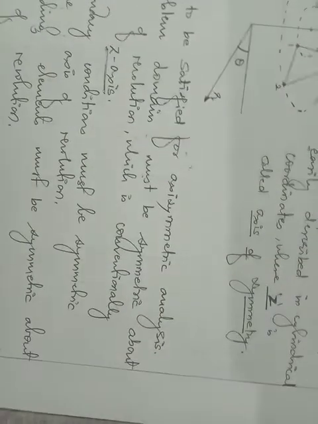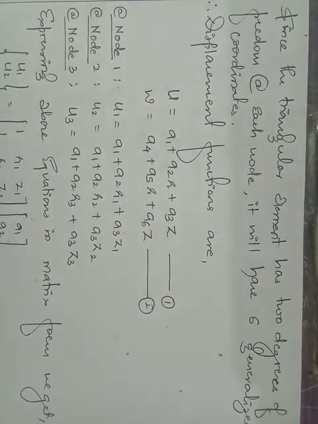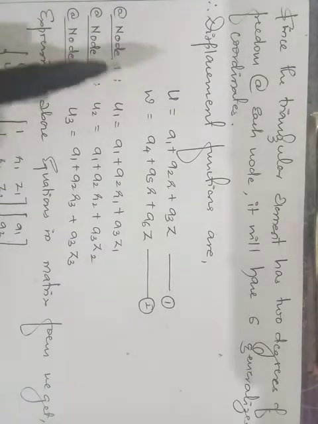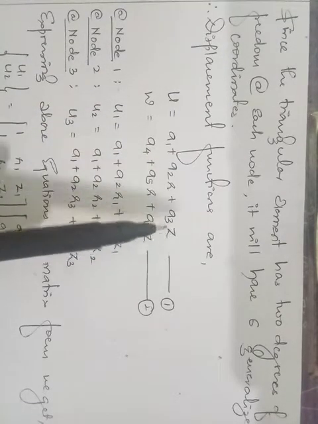The next step: since the triangular element has 2 degrees of freedom at each node, it will have 6 generalized coordinates. I showed you 3 nodal displacements, u1 w1, u2 w2 and u3 w3. If there are 6 displacements, it means the degrees of freedom at each node will be 2, so totally there will be 6 generalized coordinates. The displacement function is assumed as a1 + a2 r + a3 z, that is for u.